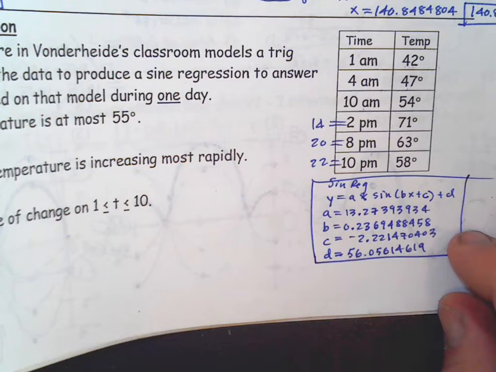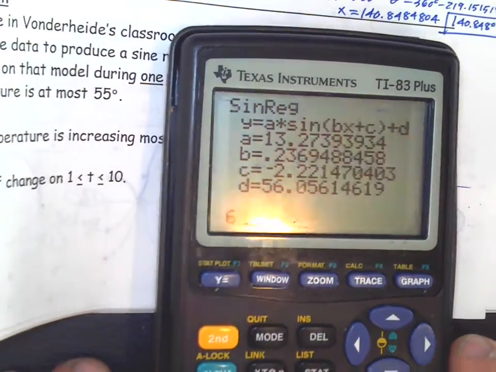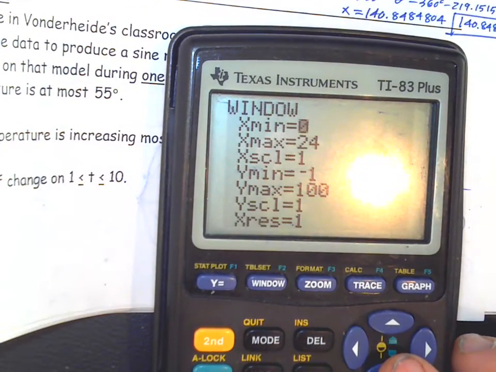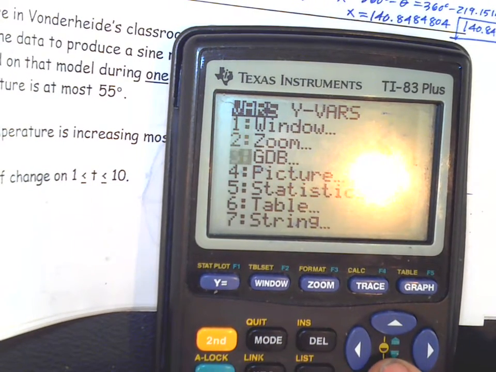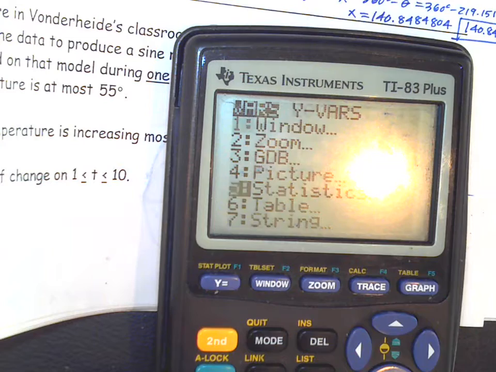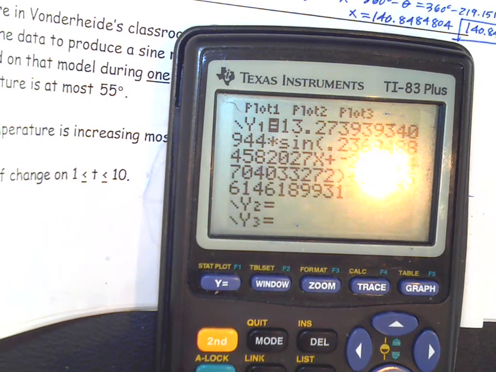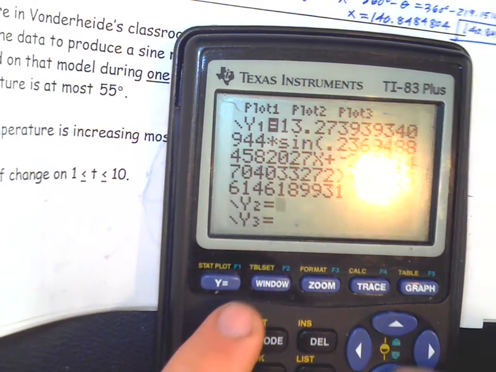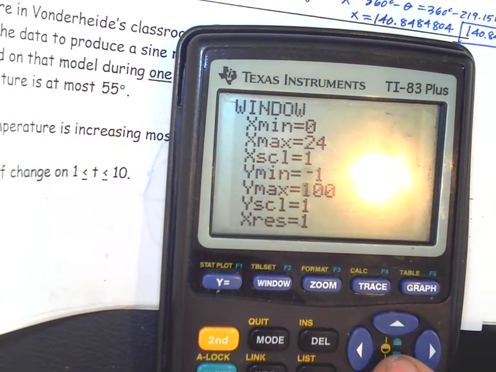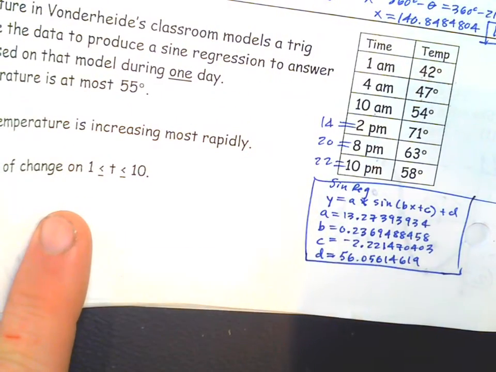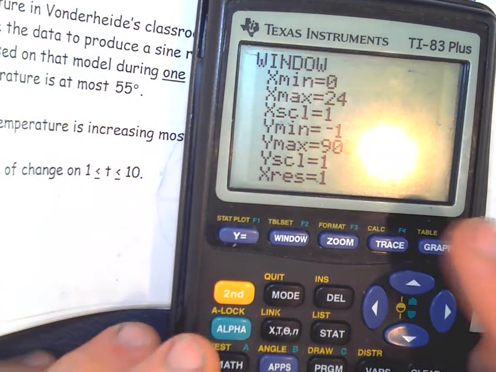Okay, so I'm going to draw a sketch graph of this. This is over the time of a day. So I should go to Window. Oh, we've got to go to Y equals and get this in here. So we go to Vars, Statistics, EQ, RegEQ, enter, and paste it in there for you. It's pretty cool. We're also going to graph the line y equals 55. We go to Window, 0 to 24, and I'm going to go negative 1 to say 90. Graph it.